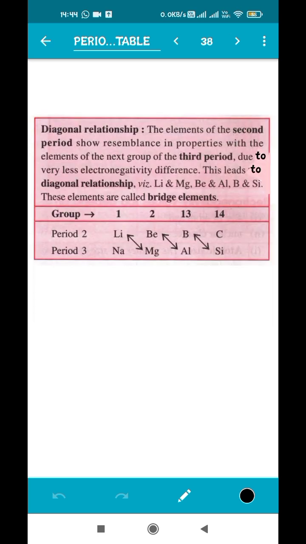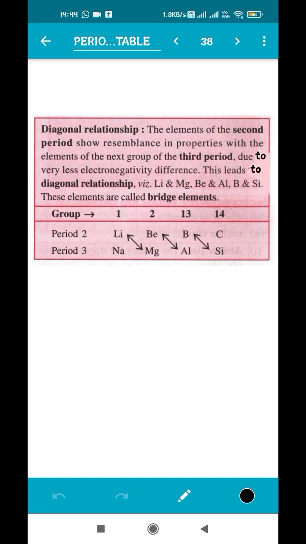There is another very interesting thing known as the diagonal relationship. This is not a periodic property, this is just a fact. The elements of the second period show resemblance in properties with the elements of the next group of the third period due to very little electronegativity difference. This leads to the diagonal relationship. As you can see, we have considered period 2 and period 3: lithium, beryllium, boron, carbon, and sodium, magnesium, aluminium, and silicon.